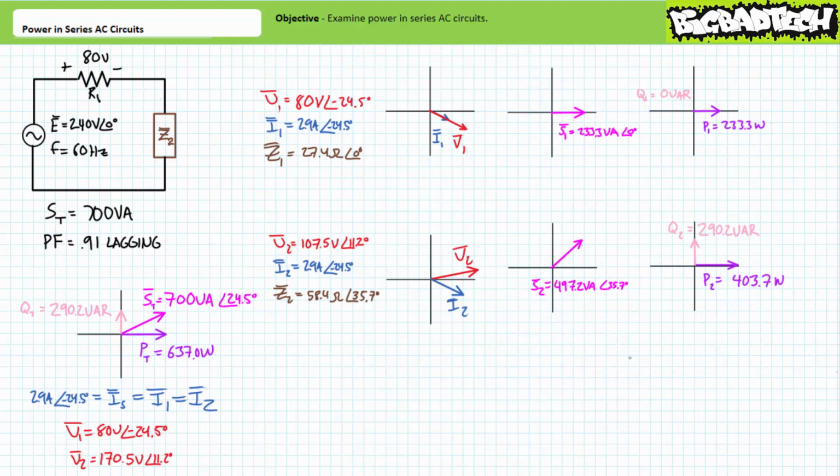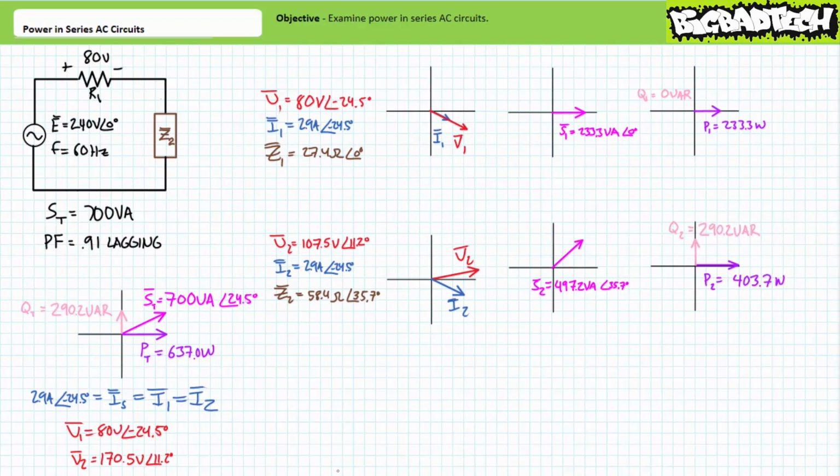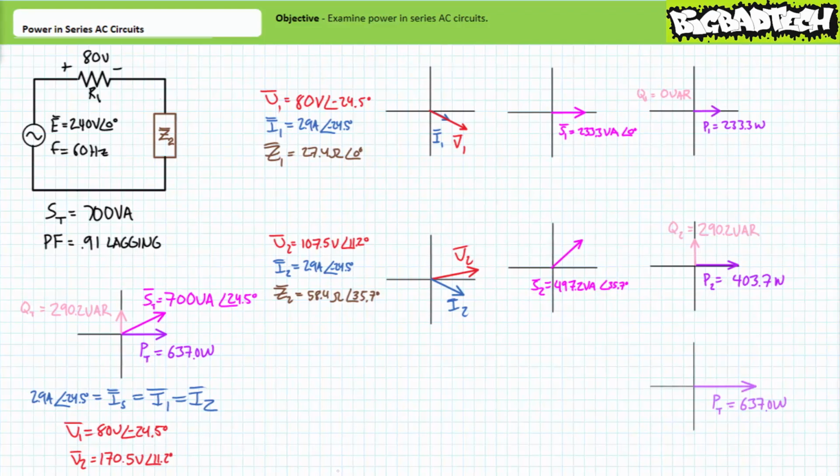As previously, one can think of apparent power distribution within this larger circuit from the perspective of solely the real and reactive power dimensions. Given element 1 is consuming 233.3 watts of power, and element 2 is consuming 403.7 watts of power, the total circuit must supply 233.3 plus 403.7, or 637 watts of power. Additionally, given element 1 is consuming 0 VARs of reactive power, and element 2 is consuming 290.2 VARs of reactive power, the total reactive power is 0 plus 290.2 VARs, or 290.2 VARs.